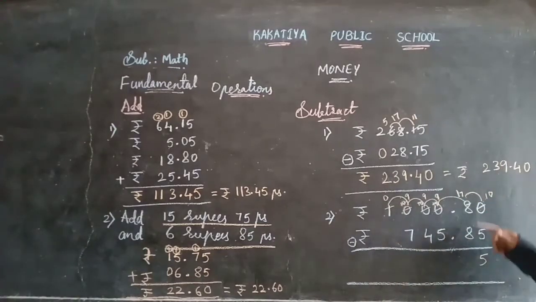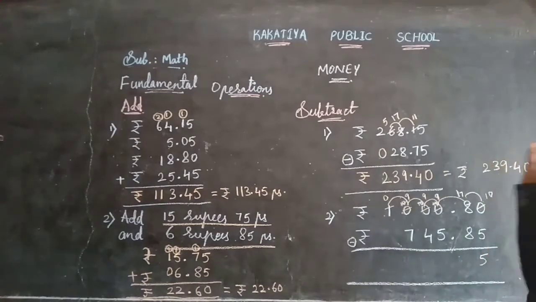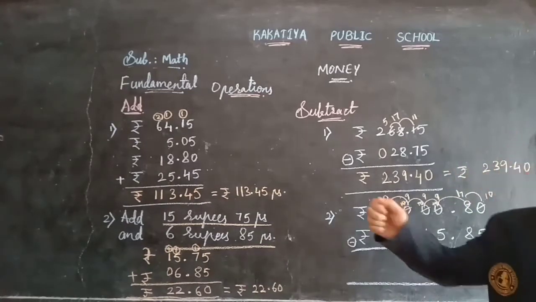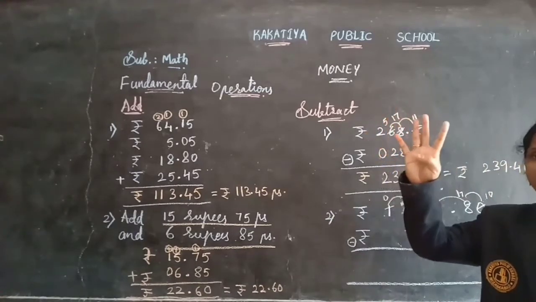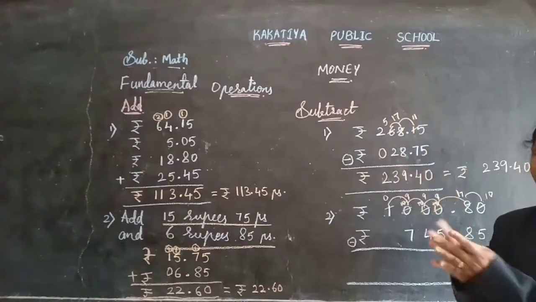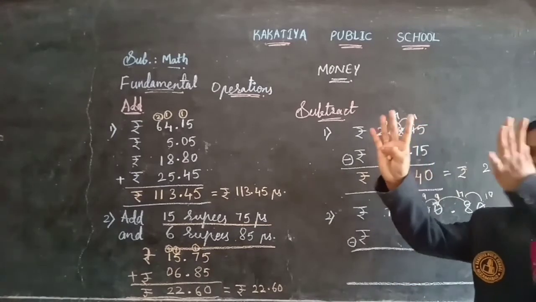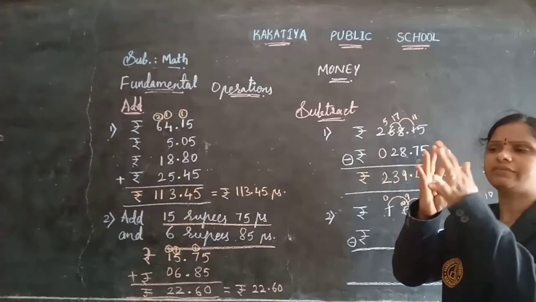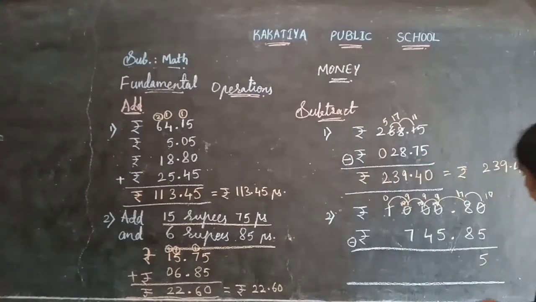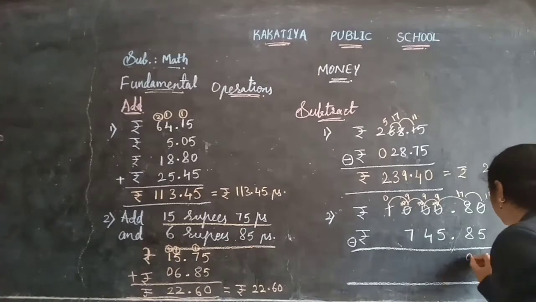Okay, now 17 minus 8. 8 after, you can start counting here. 8 after 9, 10, 11, 12, 13, 14, 15, 16, 17. So I reach the 17, children. To reach the 17 I require these many numbers, which are 1, 2, 3, 4, 5, 6, 7, 8, 9. 9 numbers. Okay, so here I am writing 9.